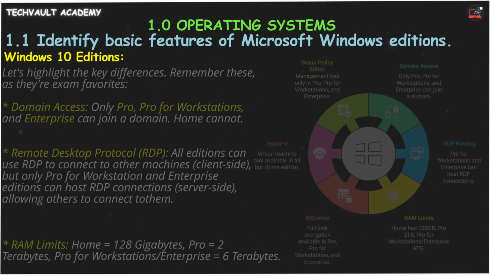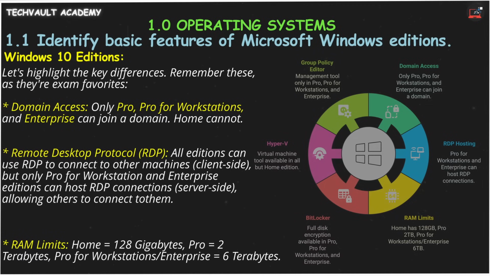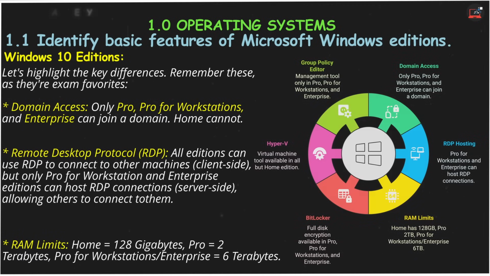Let's highlight the key differences. Remember these as their exam favorites: domain access. Only Pro, Pro for Workstations, and Enterprise can join a domain. Home cannot. Remote Desktop Protocol, RDP. All editions can use RDP to connect to other machines, client-side. But only Pro for Workstations and Enterprise editions can host RDP connections, server-side, allowing others to connect to them. RAM limits: Home equals 128 gigabytes, Pro equals 2 terabytes, Pro for Workstations and Enterprise equal 6 terabytes.